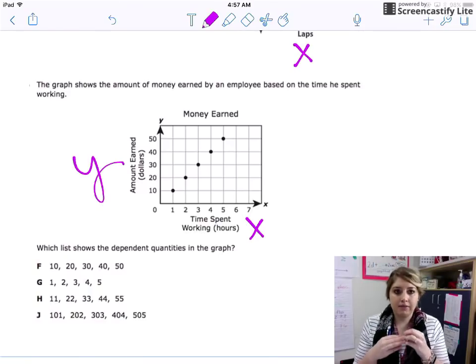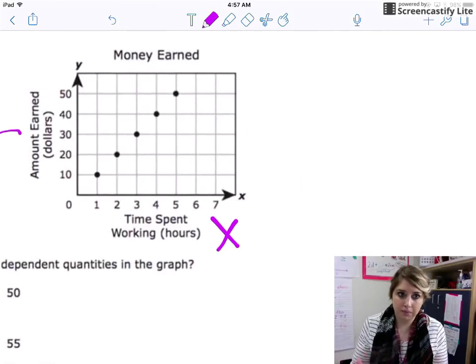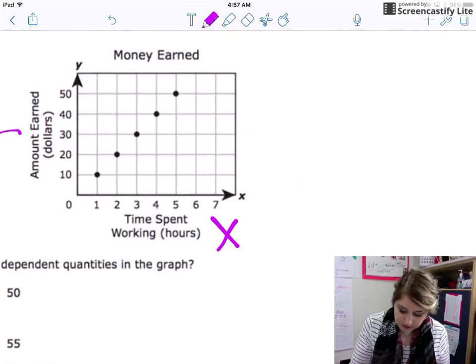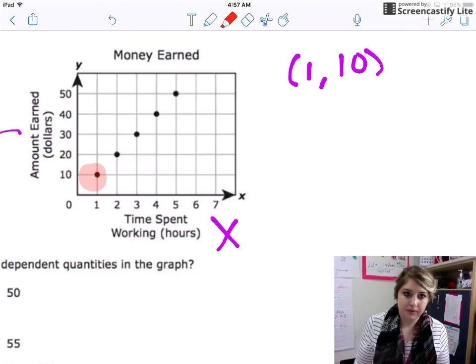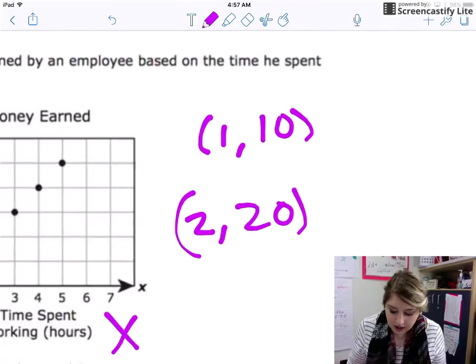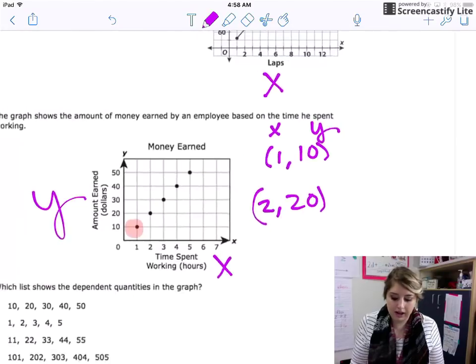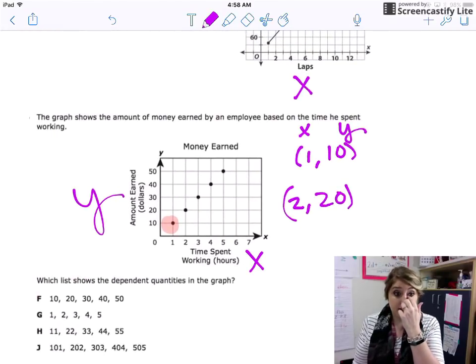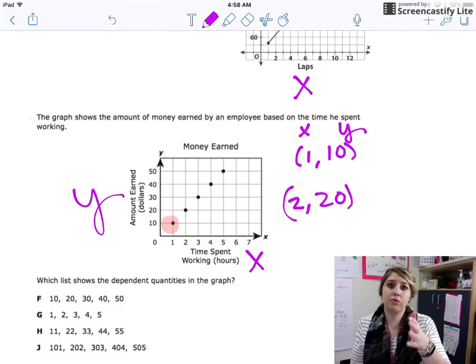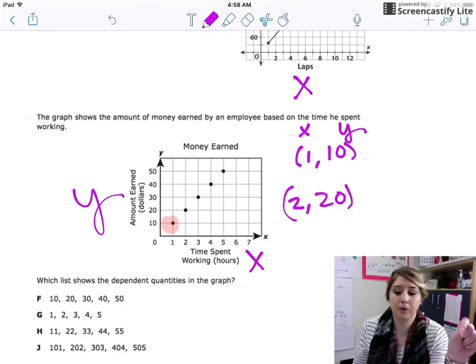So what we're going to have to actually do is go through each point and find out their ordered pair, right? So this first one would be (1, 10). That would be this first dot here, right? And then (2, 20). And from these different points, I can see that this is my x coordinate because x comes first, and then y. So if it's asking me about the dependent variables, I can go through each of my ordered pairs and look at which one is the y for every ordered pair.